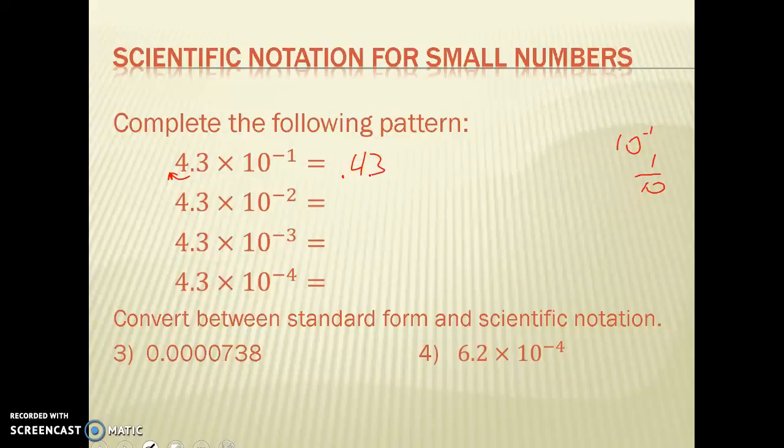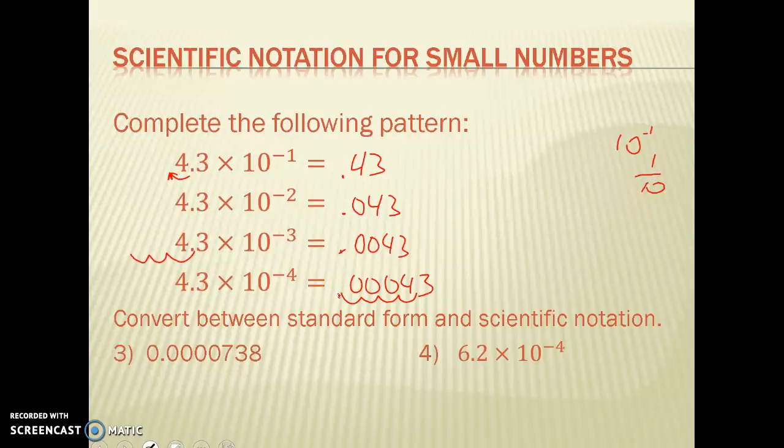If I take 4.3 and multiply it times 10 to the negative second, well, that's 100th. That's like moving the decimal 2 spaces to the left. And so if I move it 2 spaces to the left, it's going to be 0.043. If I take 4.3 times 10 to the negative third, that's going to be moving it 3 spaces to the left. So I'm going to have 0.0043. And then 10 to the negative fourth is going to be 0.00043 because I took the decimal and I moved it 1, 2, 3, 4 spaces to the left.